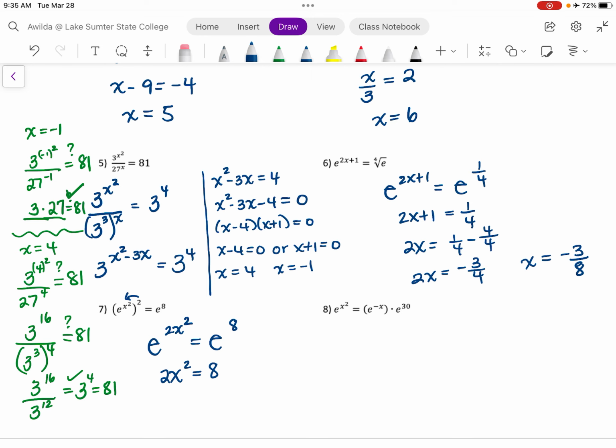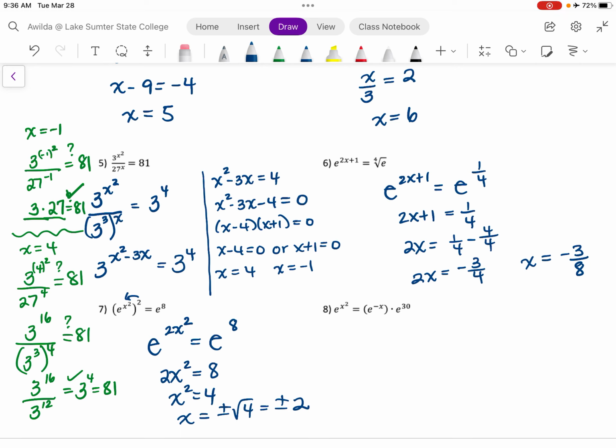Dividing both sides by 2 gives us that x squared is equal to 4. And next, using the square root property, we see that x must equal plus or minus the square root of 4, which is plus or minus 2. So we have two solutions here. Either x is positive 2 or x is negative 2.